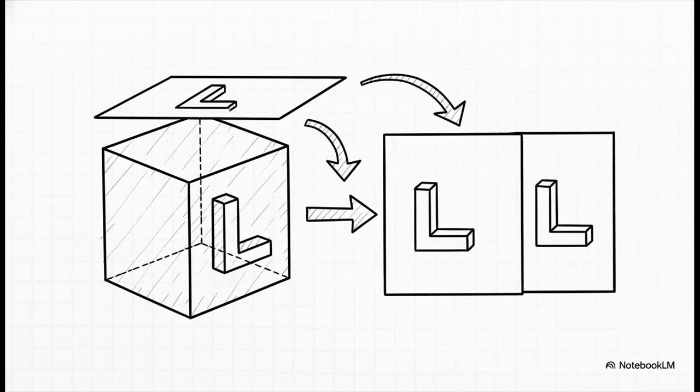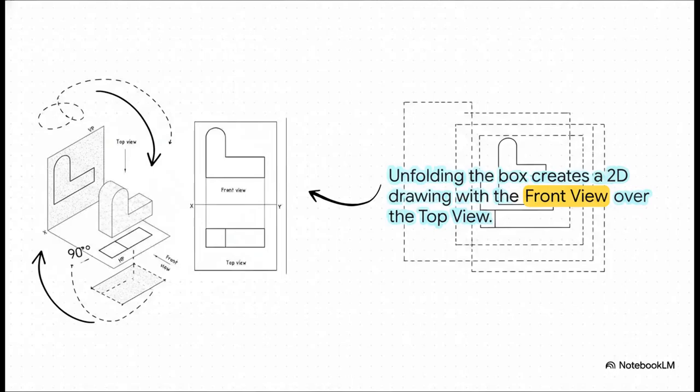So we have these 2 perfect 2D views, but they're still kind of floating in this imaginary 3D space. The last step is the real stroke of genius. To get them onto one flat piece of paper, we just unfold the box. And there it is. The horizontal plane just rotates down 90 degrees, and all of a sudden we have our 2D drawing. The front view is sitting perfectly aligned right above the top view. And just by looking at these 2 flat views together, our brains can completely rebuild the 3D object. That's the magic right there.